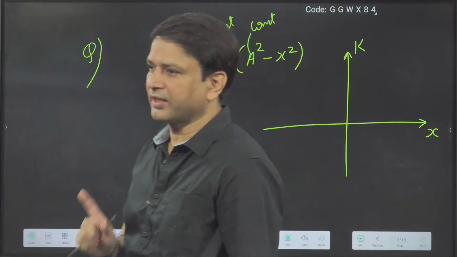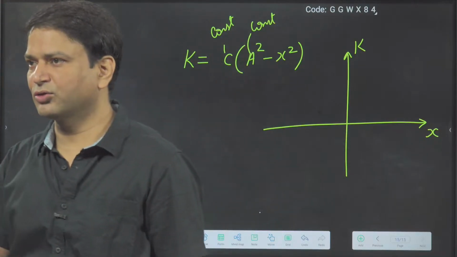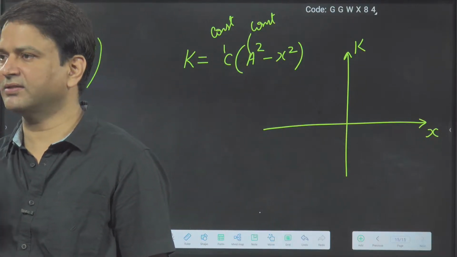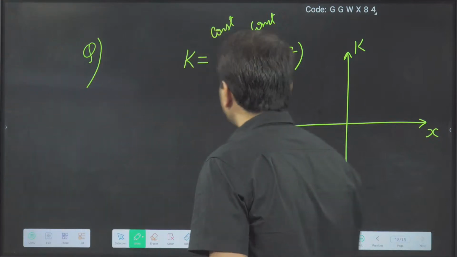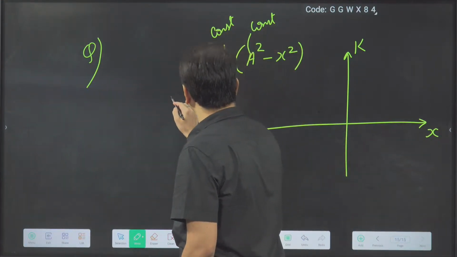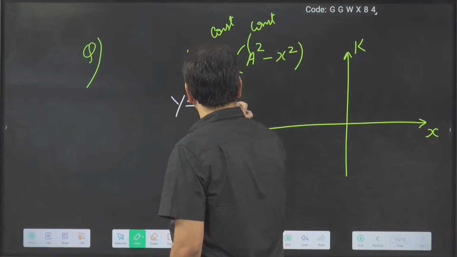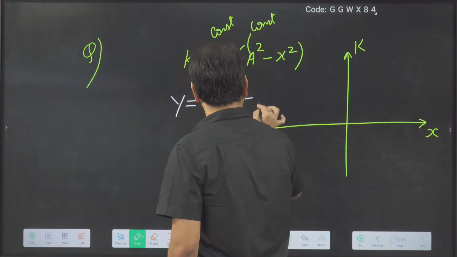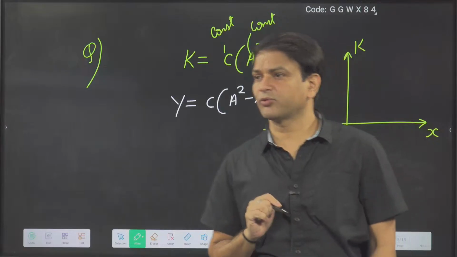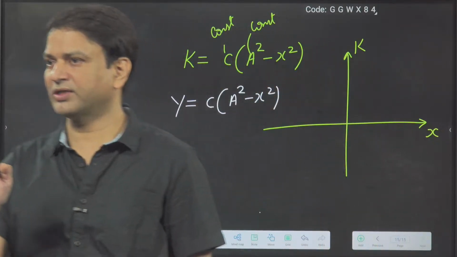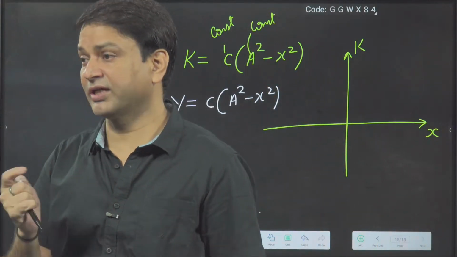Okay, so K and X graph I am asking. K I plotted on y-axis, X I plotted on x-axis. So K I will replace by Y. So I will write: Y is equal to C into A square minus X square. Now first thing what we have to decide: what is this equation? This equation is a parabola.